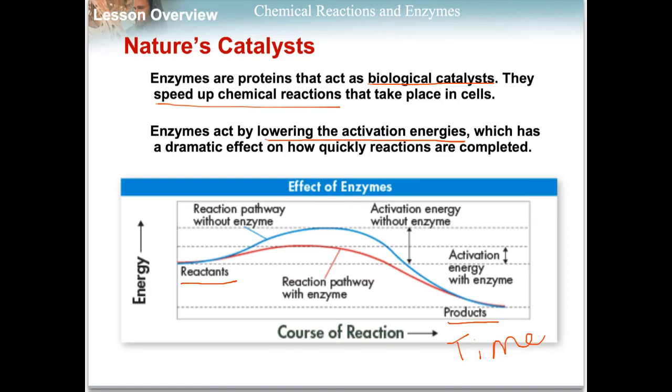Now next, we want to look at the blue line and the red line and compare. The red line represents this reaction pathway with an enzyme present. The blue line represents that reaction pathway without an enzyme present. And so what we can see is that the activation energy is reduced from this level to this level because we have an enzyme present. And so the overall result of this is that we're going to have this reaction occur much faster because it doesn't take as much activation energy to make it work.